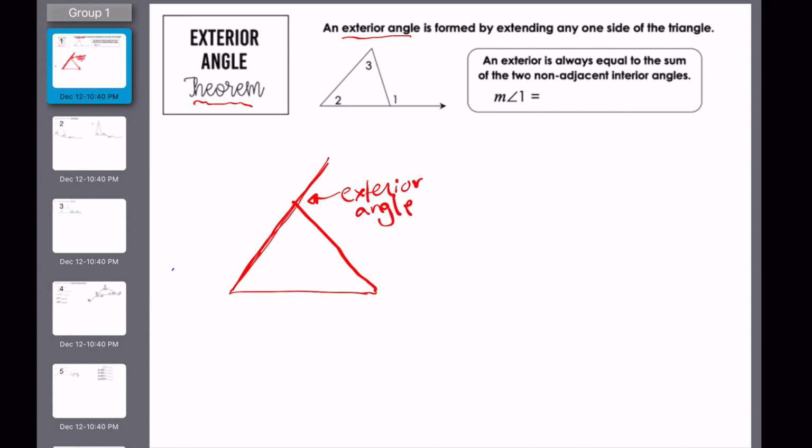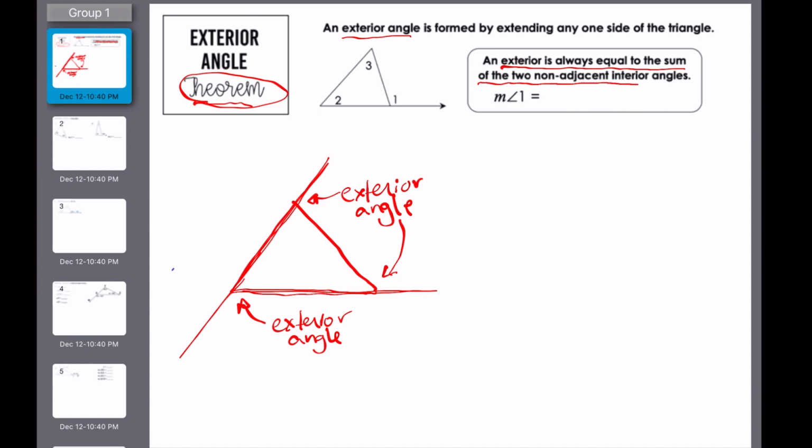And we see we can do this at any of the corners. If I take the side and I make it go past the corner, I create an exterior angle. Now that we know what an exterior angle is, we have the theorem which states that an exterior angle is always equal to the sum of the two non-adjacent interior angles.